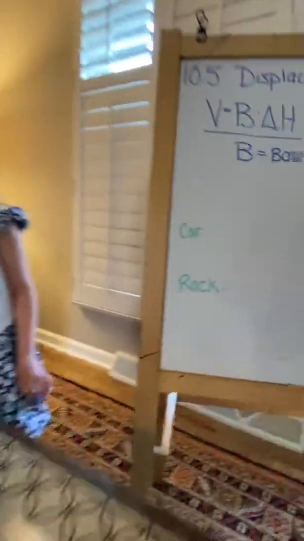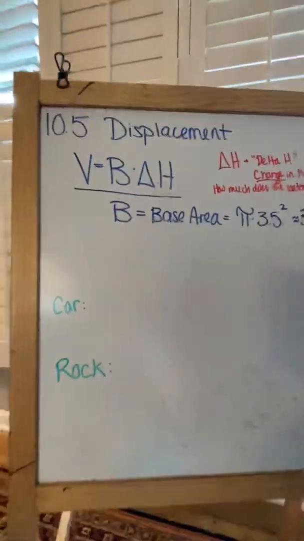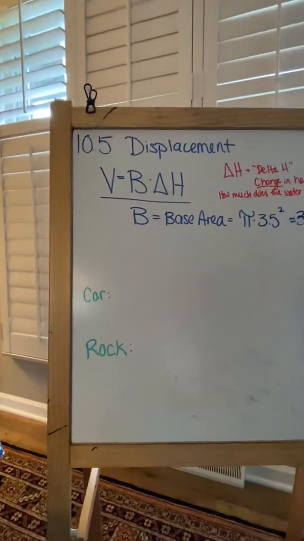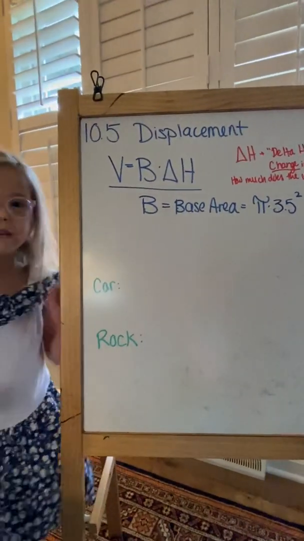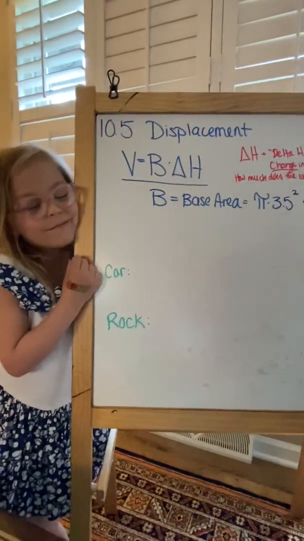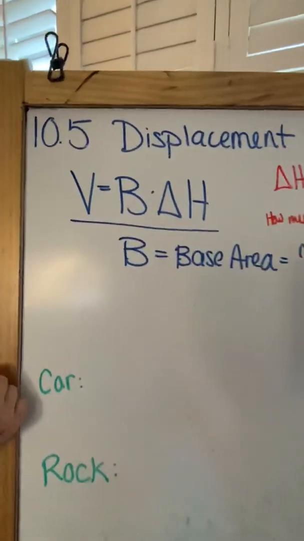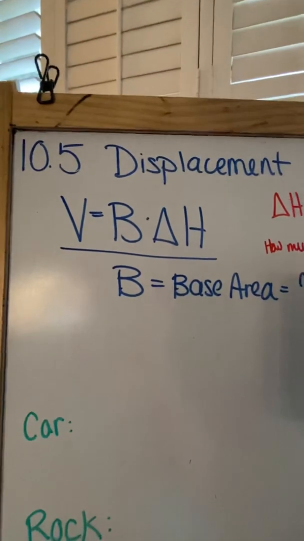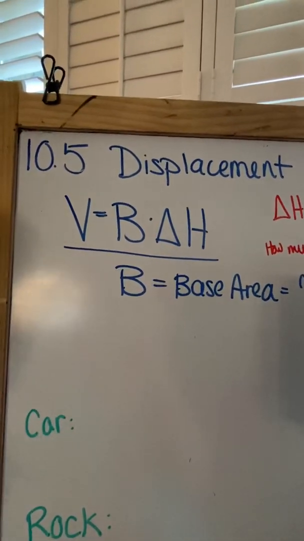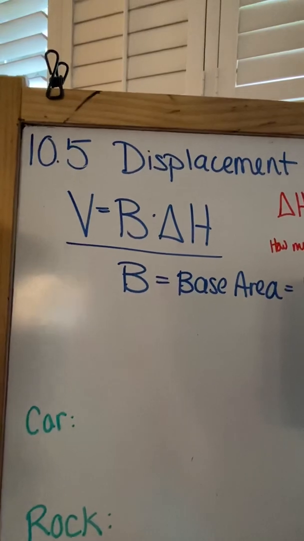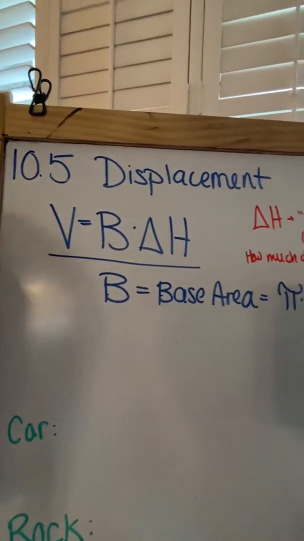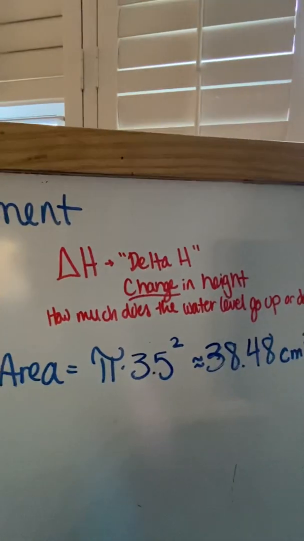Okay? So we're going to learn, and I think you guys have done this in chemistry class already. We're going to use displacement to find the volume of objects for which we can't easily find the volume. Okay, so this formula, volume equals, capital B is still base area. That little triangle with the H, that's delta H. Okay, write this in your notes.